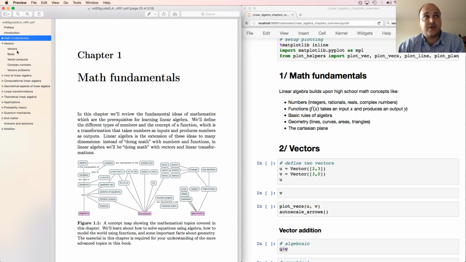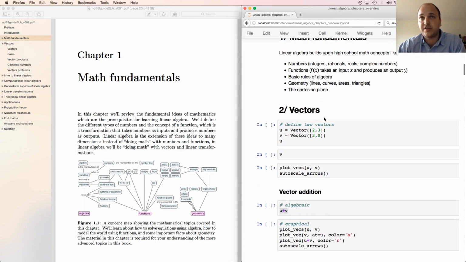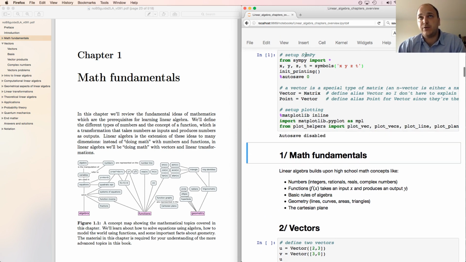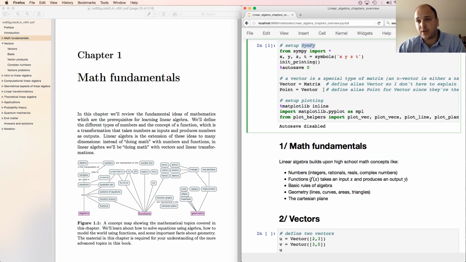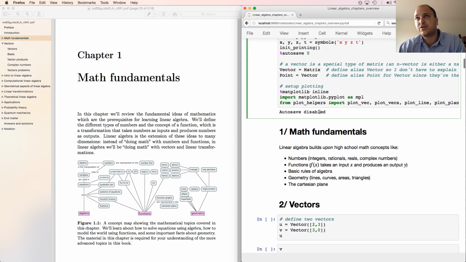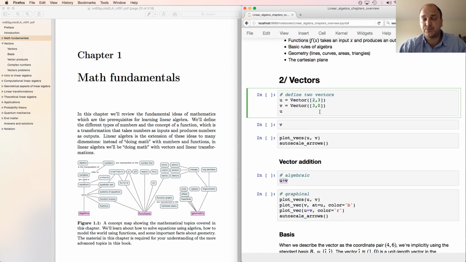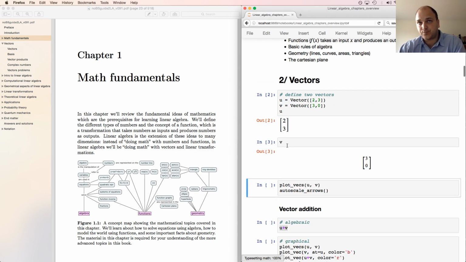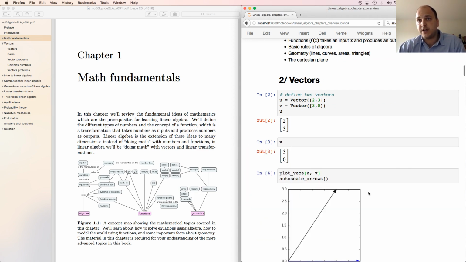Then we have another chapter on vectors. So what is a vector? I won't explain what's going on here, but I'm using a package called SymPy, which is a computer algebra system, and it will allow us to show some numeric examples with vectors. So here's a vector. A vector is a mathematical object that has two coefficients, the x coefficient and the y coefficient, or the first and the second, any way you want to think about it. And here's the other one. And this is how you represent them graphically.